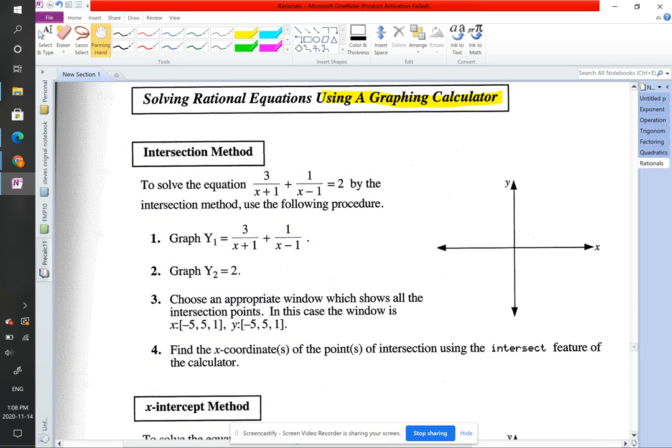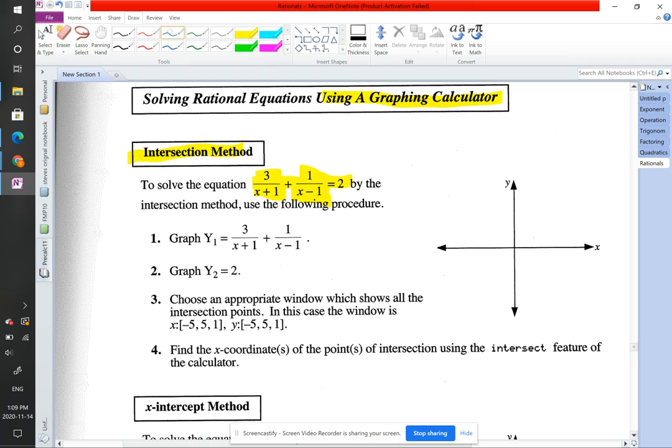If we have this equation here, 3 over x plus 1 over x minus 1 equals 2, that's a rational equation. You can see we have that equal sign there. And we want to solve for the value of x that makes this equation true. There's a couple different ways we can do it. We can do it the intersection method or the x-intercept method.